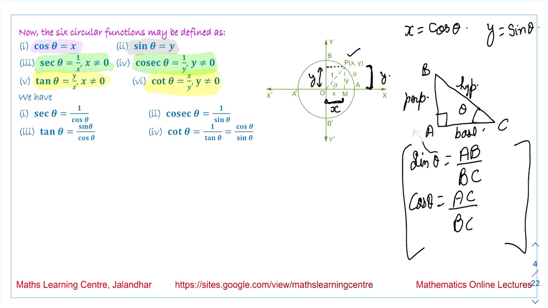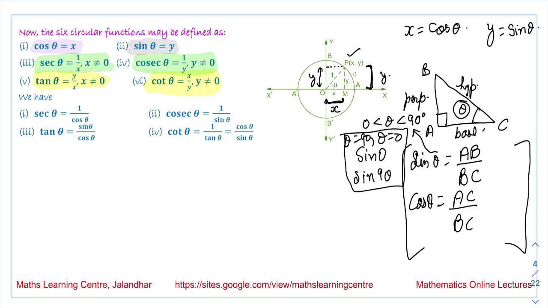In these cases we are particularly restricted that this angle can lie between 0 degree and 90 degree, and we have defined the value of sin 0, then sin 90 for theta equal to 90 and theta equal to 0. We have separately defined the values of all these trigonometric ratios.